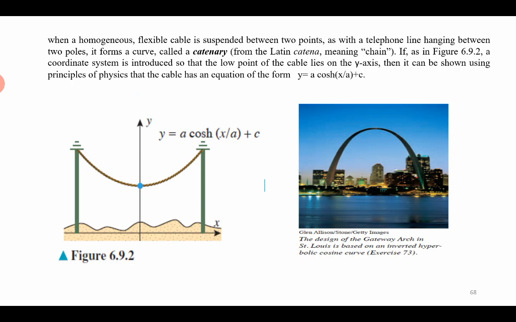Where will it be applied? When a homogeneous flexible cable is suspended between 2 points, like a telephone cable hanging between 2 poles, it forms a curve called a catenary. Whenever there is a catenary, the equation is y equals a times cosine hyperbolic of x over a, plus c. So in this kind of arc-type structure, we need to use hyperbolic functions. Hyperbolic functions are useful in engineering structures.